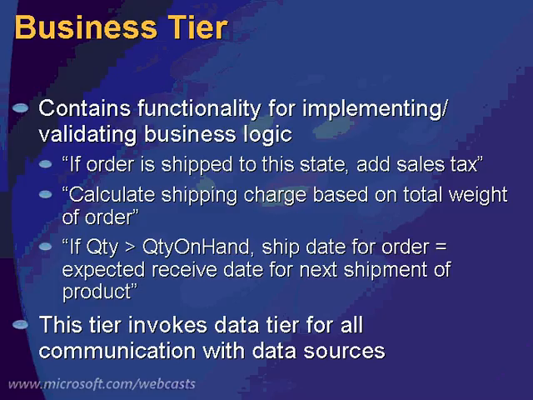So this business tier contains functionality for implementing and validating any of the business logic that goes along with our application. I'm sure most of you are familiar with defining the business rules for a particular application. And a lot of times, when you first start writing applications, you may have a tendency to just include this business logic right there on your web page, and it's kind of intermingled with all of this updating of the user interface and so forth.